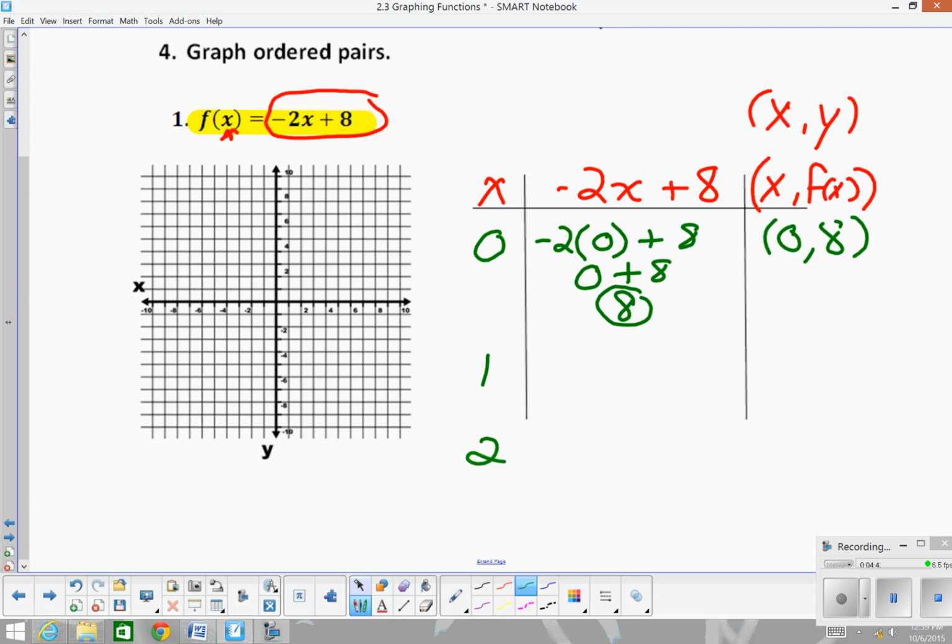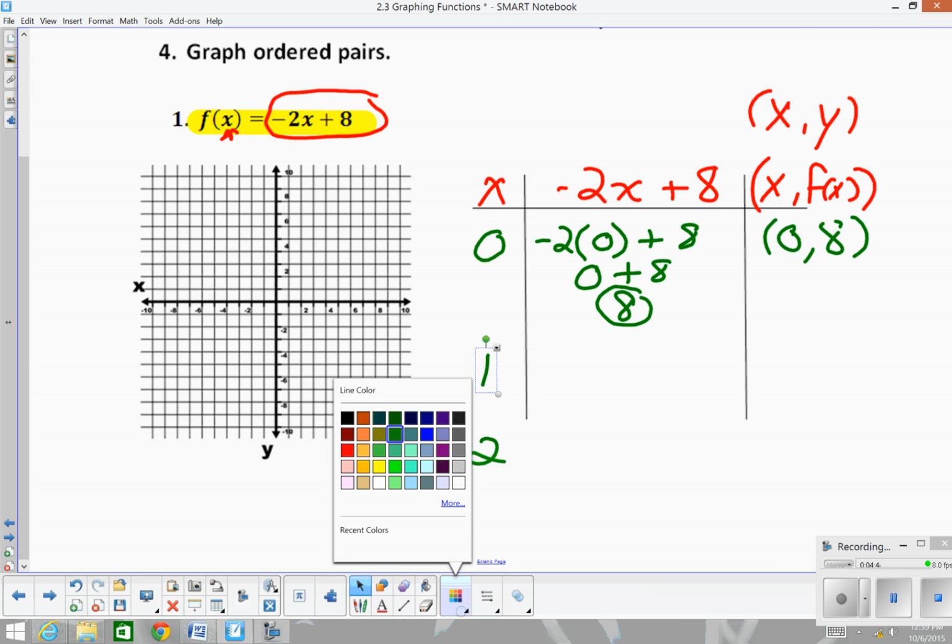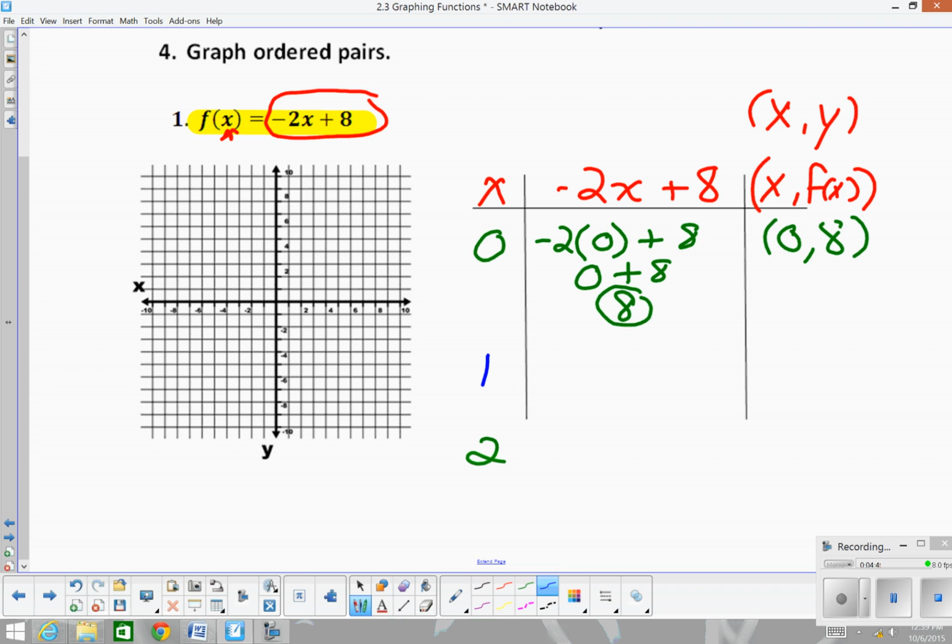Now, let's do that again for number 1. Let's change the color there. We'll go blue. So now my input's a 1, not a 0. So I'm going to do the same thing, but I'm going to plug in a 1. So it's going to be negative 2 times 1 plus 8. Now simply I'm going to evaluate. Negative 2 times 1 is negative 2, plus 8. Negative 2 plus 8 is simply 6. So my input is 1, my output is 6.